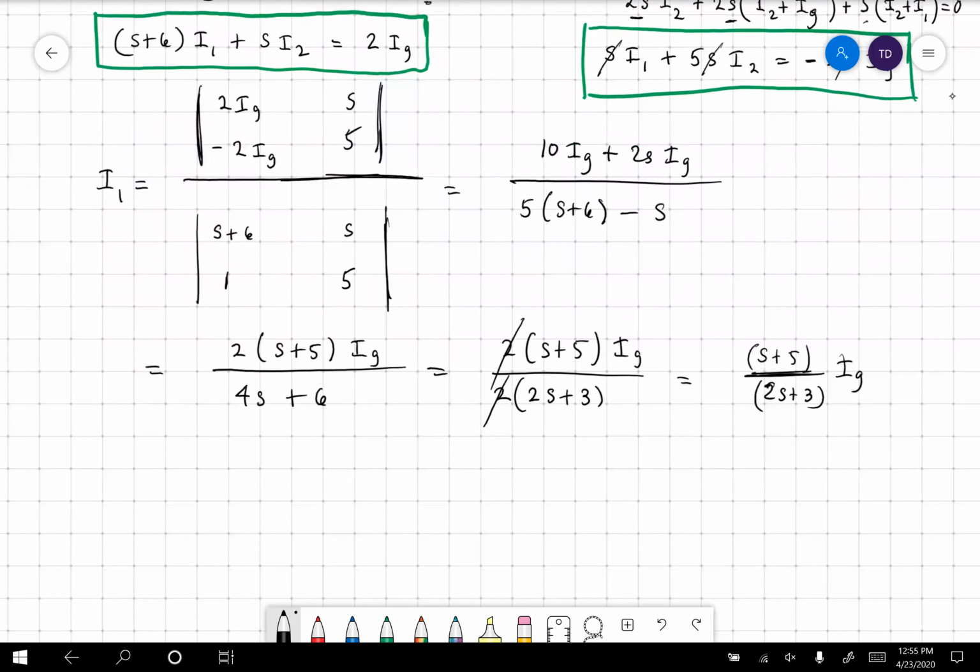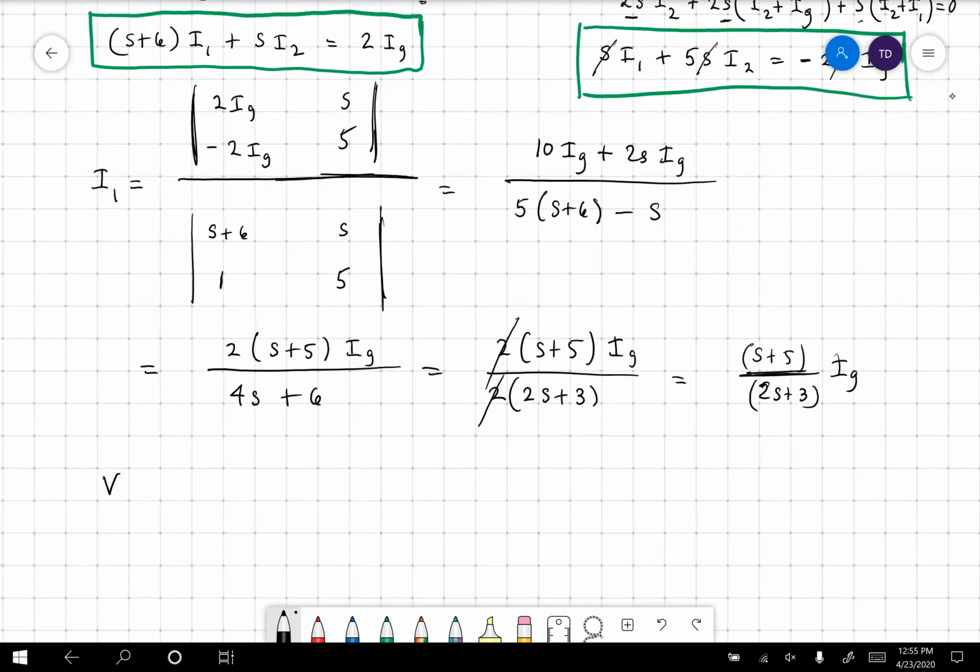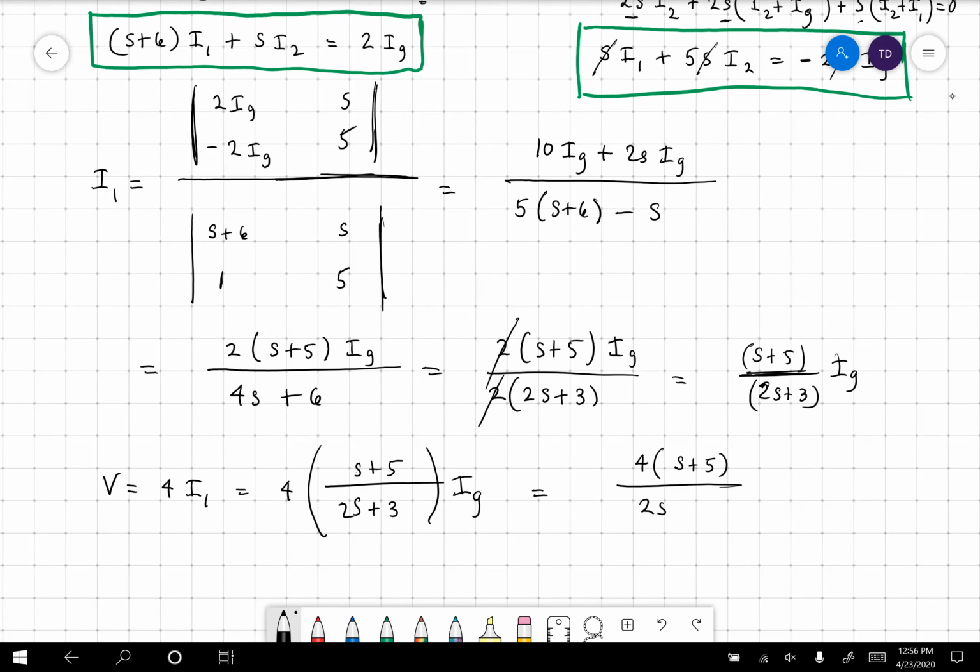And therefore, the voltage that we were after, V, is equal to 4 times I1, which is 4 times (S plus 5) divided by (2S plus 3), all times IG. I'll leave the IG on the outside. I like the IG on the outside. So all of that is equal to, we'll leave it as 4(S plus 5) over (2S plus 3), all of that times IG. This is our system function right here.